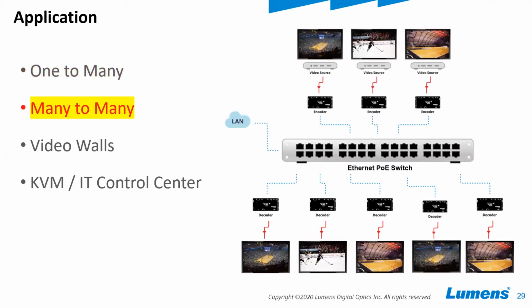In a many-to-many setup, there are multiple video sources going into multiple encoders, going into your Ethernet switch, and then traveling to many different decoders, carrying those same images to multiple panels. This will be considered a many-to-many application.